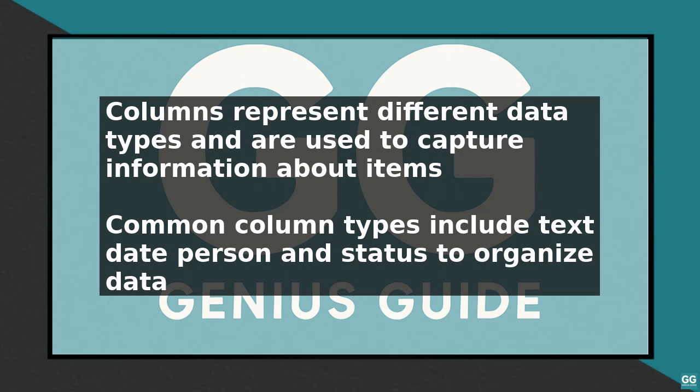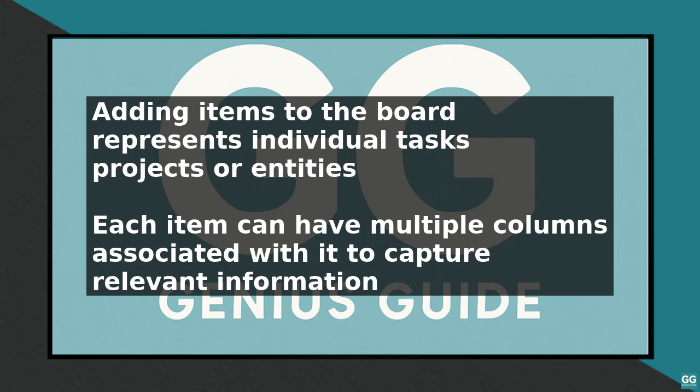information. To make your board more organized and easy to use, you can group items together using groups. Groups can be based on different criteria, such as status, priority, or category. To add a group, click on the Group button at the top right corner of the board and select the criteria you want to use.